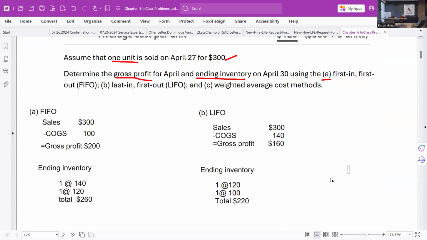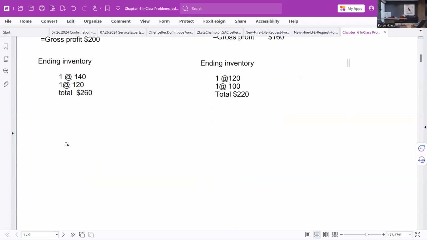And if instead we were to use the weighted average, C, if we were instead to use the weighted average method, so again, we need the gross profit. So let's see, and this is weighted average.